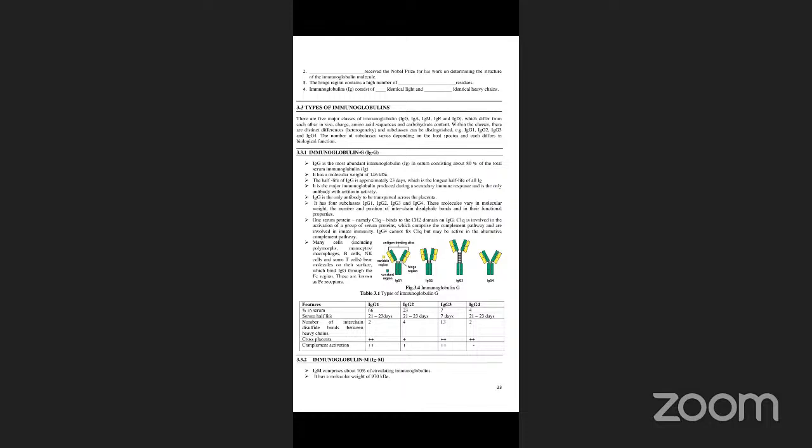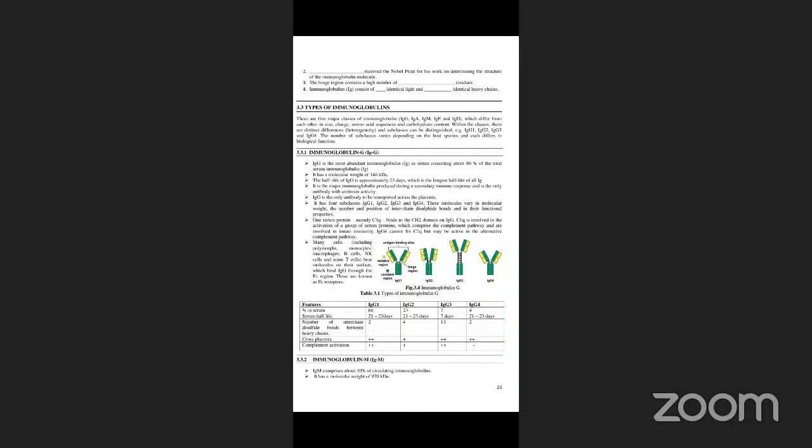So one serum protein, which is called C1q, binds to the CH2 domain on the IgG. And CH2, I told you, is in the constant region, which is present in the FC region. Okay.